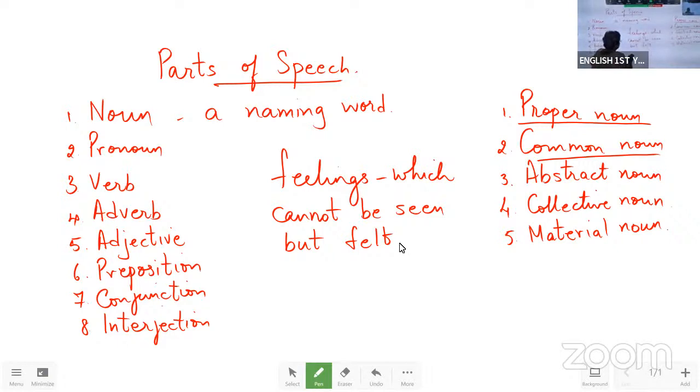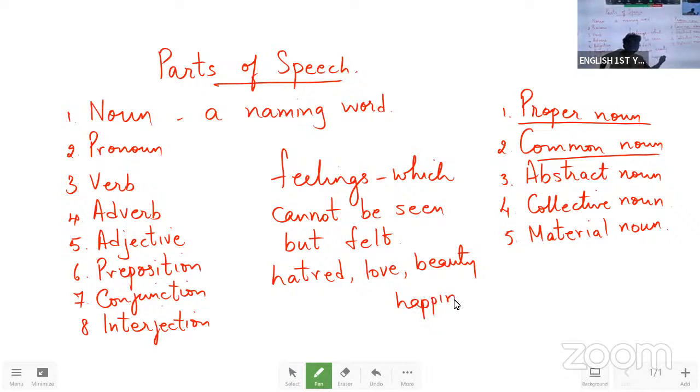Like, take for example, hatred, love, beauty, happiness. All this come under abstract noun. So, understood, children, the best way to describe abstract is something which we cannot see but can feel. It's part of our feelings.